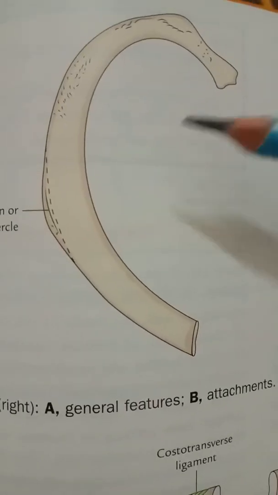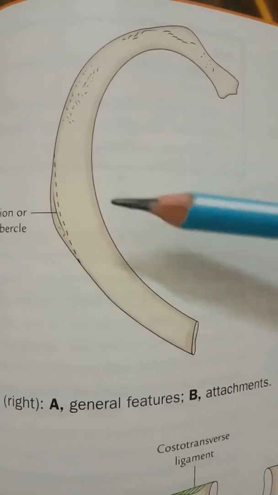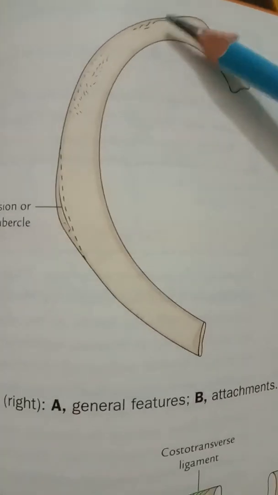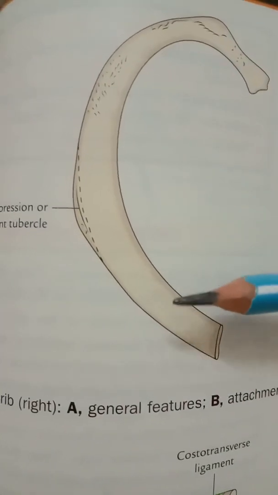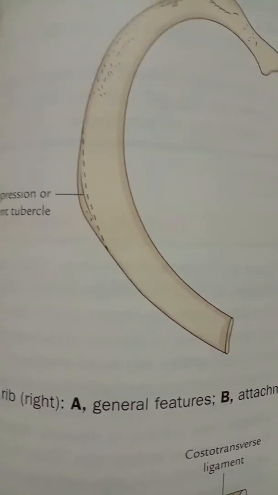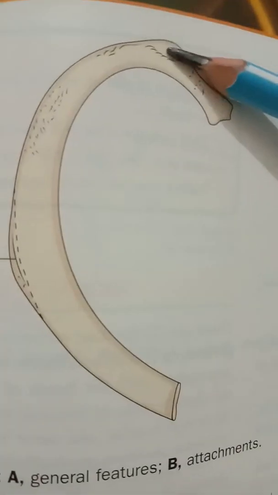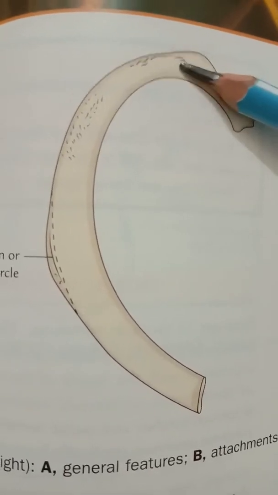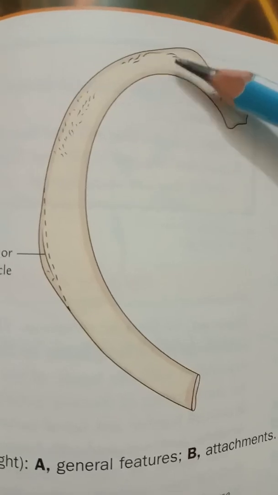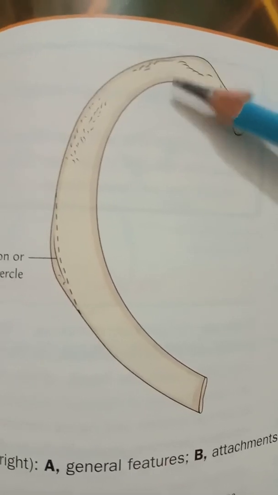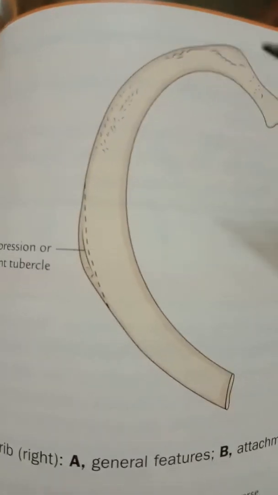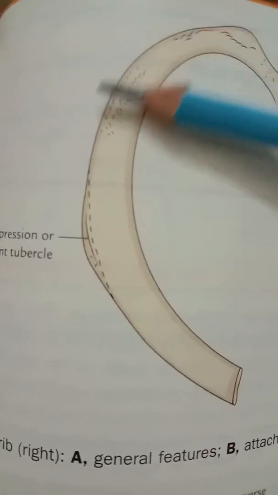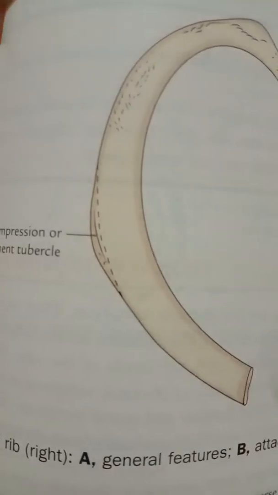So here are the features of the second rib. The length of the second rib is twice that of the first rib, and the shaft is sharply curved like that of the first rib. Then the non-articular part of the tubercle is very small, and the angle is slight and situated close to the tubercle. Then the shaft has no twist and it has an outer surface and an inner surface.